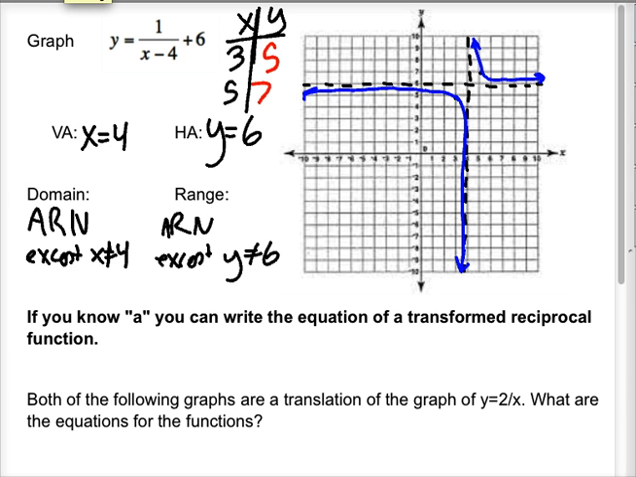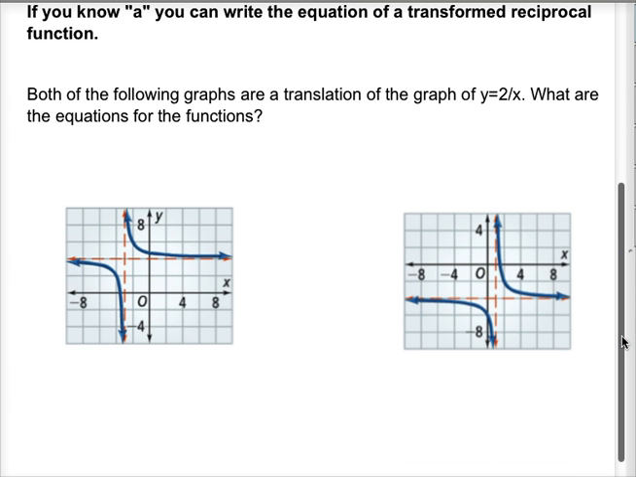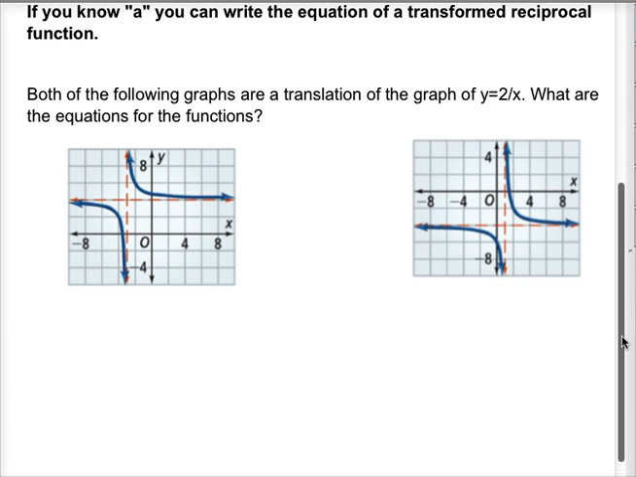Now the cool thing is, now we know how to graph them. However, that's not the only thing we can do with this. Let's say I know my translations. I know where those asymptotes are. I can actually rewrite the function, okay? I can create a function based on that. So let's look at these 2 graphs right here, and I'm going to move them up to give myself some more space. So the idea here is if you know what that a value is, what that stretch is, you can write the equation of a transformed reciprocal function.